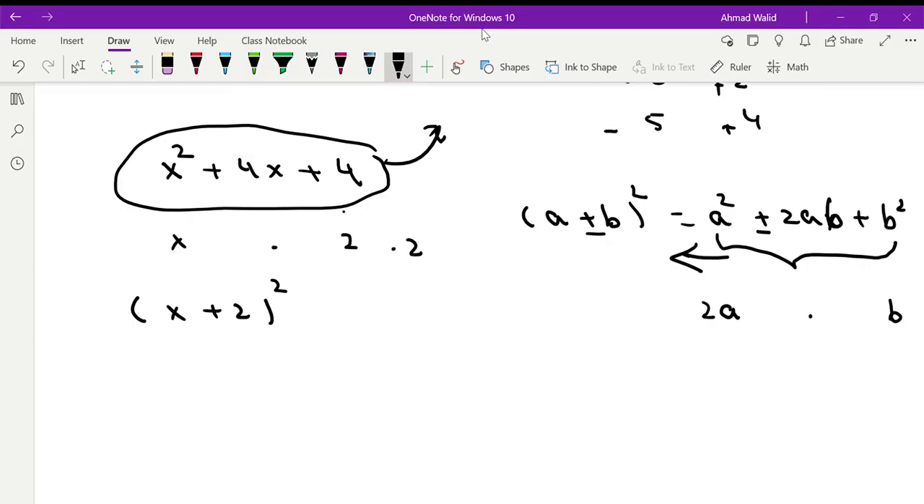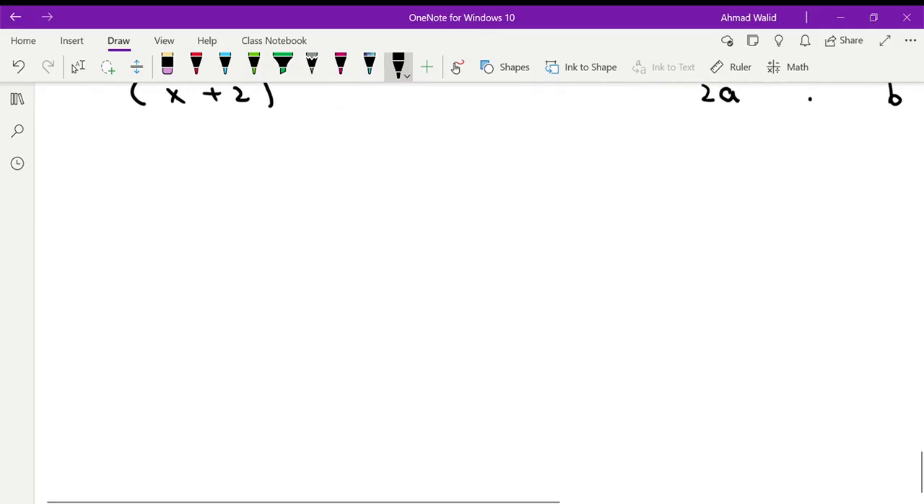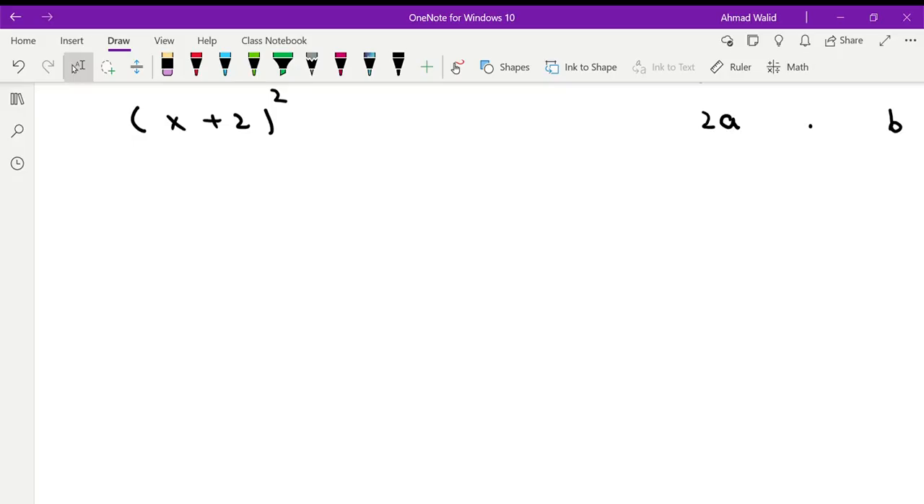Correct? This part of the lecture was extras for you. Now I'm going back to your book, and again I'll talk about quadratic equations. The first method that I discussed with you was factoring, correct? Let's do some examples and solve some problems.